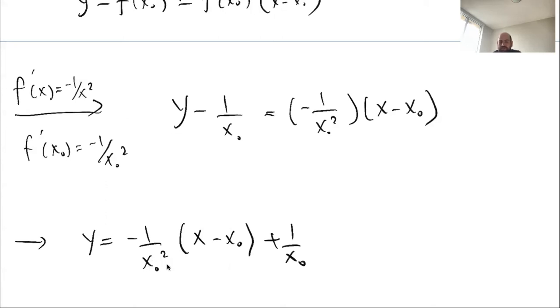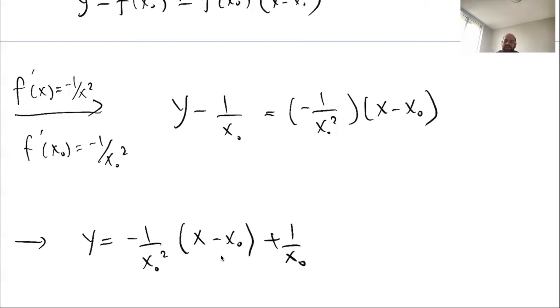Like I said, it could be 1, could be 5, could be 7. I'm not assuming it's 1, 5, or 7 because I want my argument to be valid in general. But to get an idea, if x0 was 1, then y would be minus 1 times x minus 1 plus 1. If x0 was 2, then minus 1 over 4 times x minus 2 plus 1 over 2, and so on. For any fixed value of x0, you can replace it here and you will find the equation of a line, because you will have an equation of the form mx plus b.